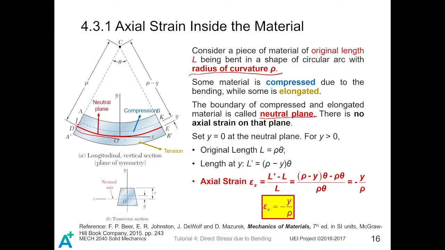On this neutral plane, there is no axial strain, while above the neutral plane, if the material is bent like this, then this part will be compressed, while the lower part will be in tension because it is elongated. It is longer than the arc length of the neutral plane. Actually, if we observe the cross-section of the material, we can see that the neutral plane is like this.